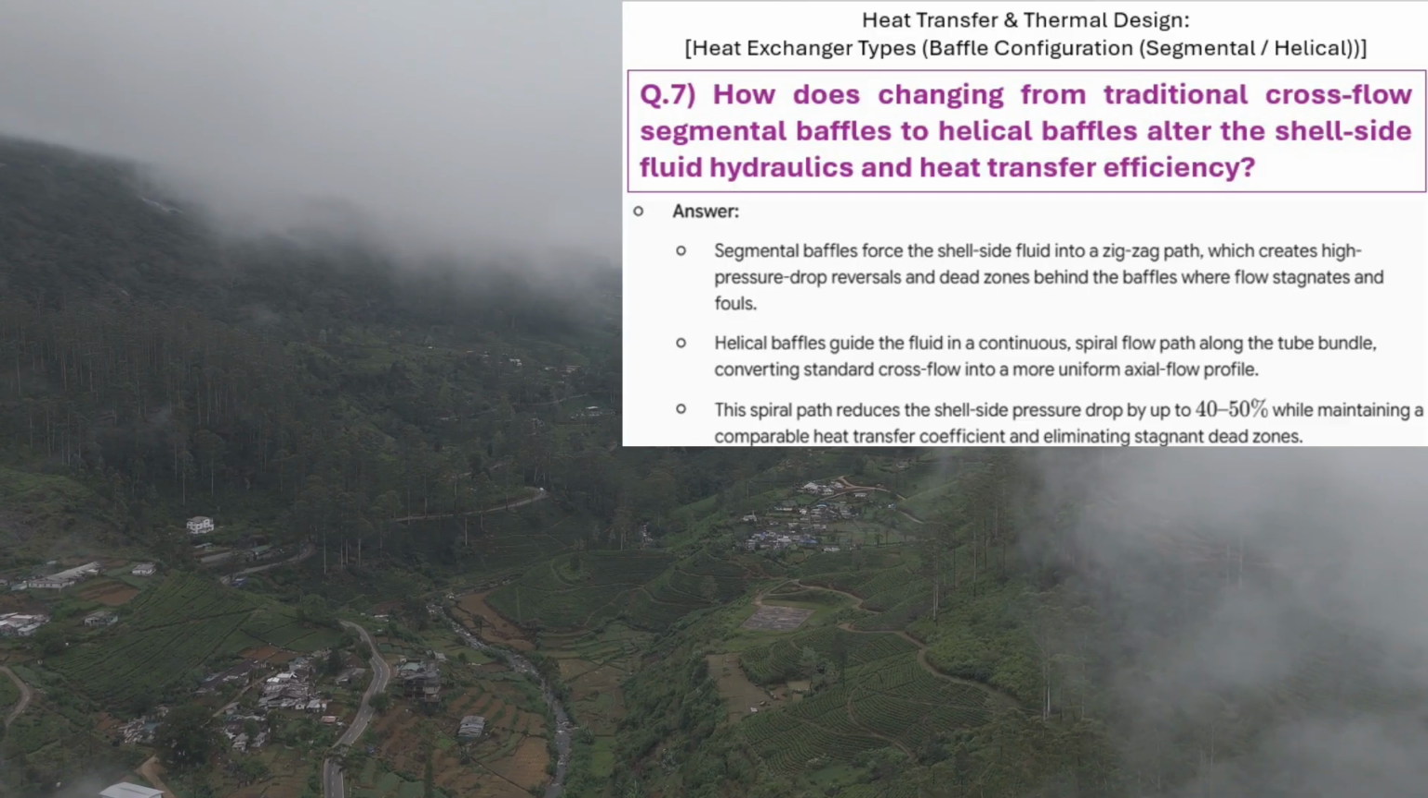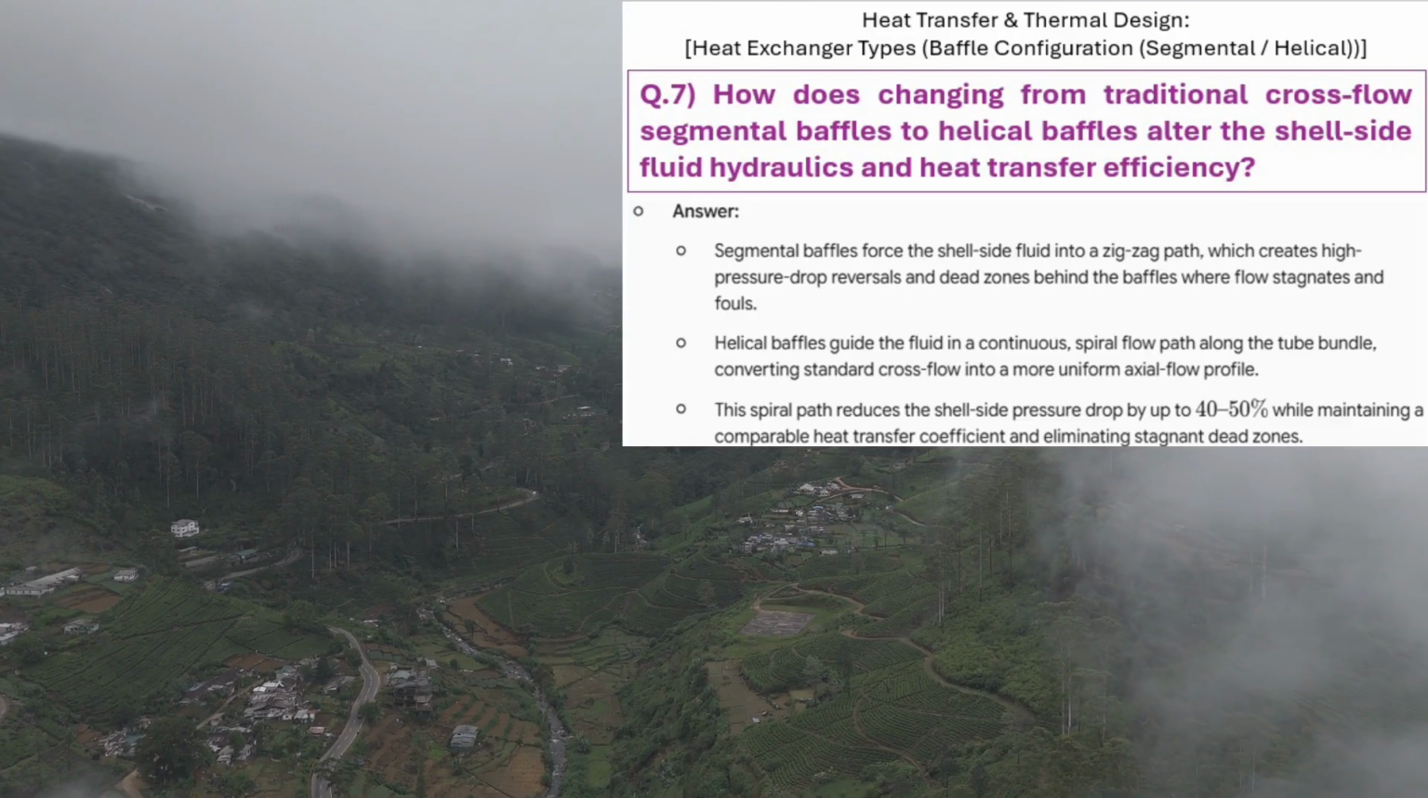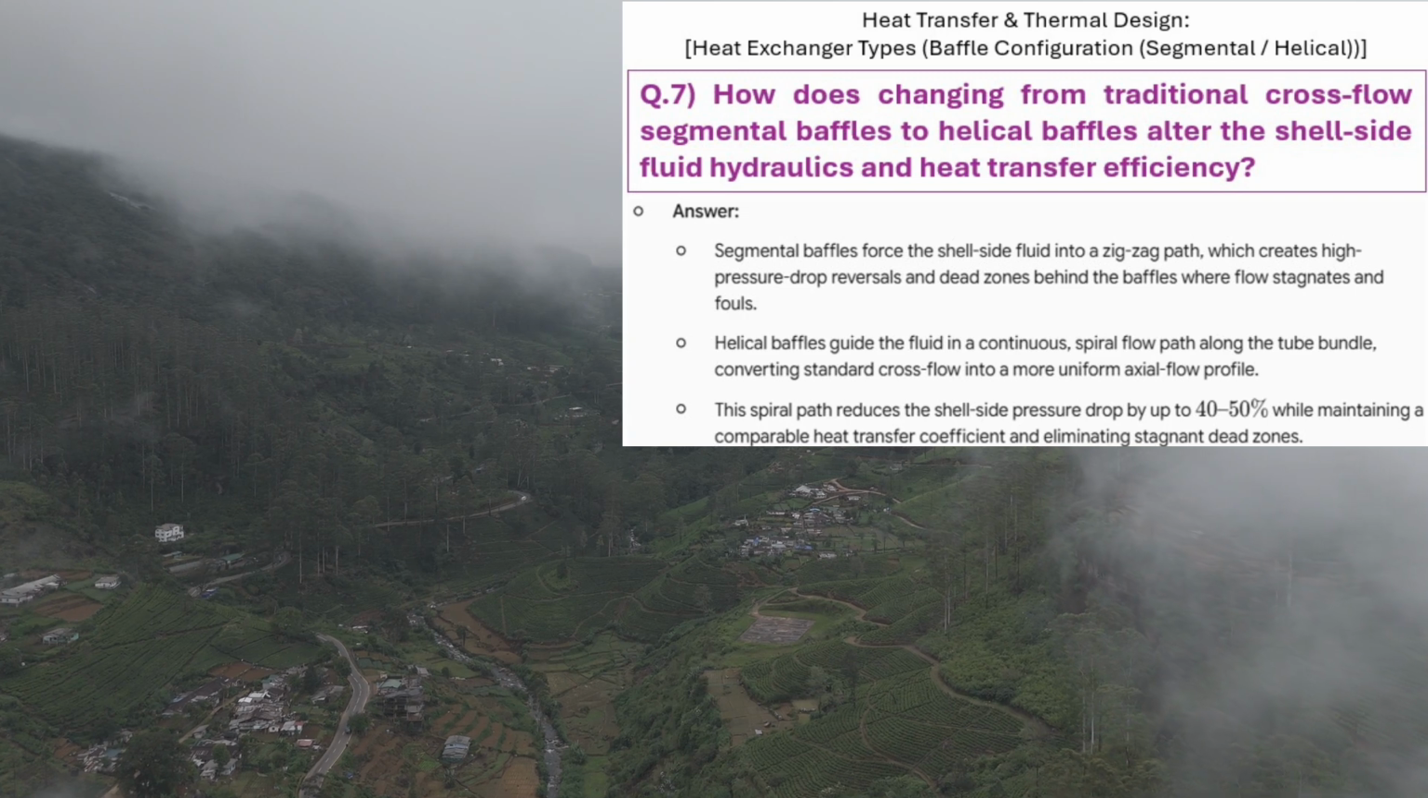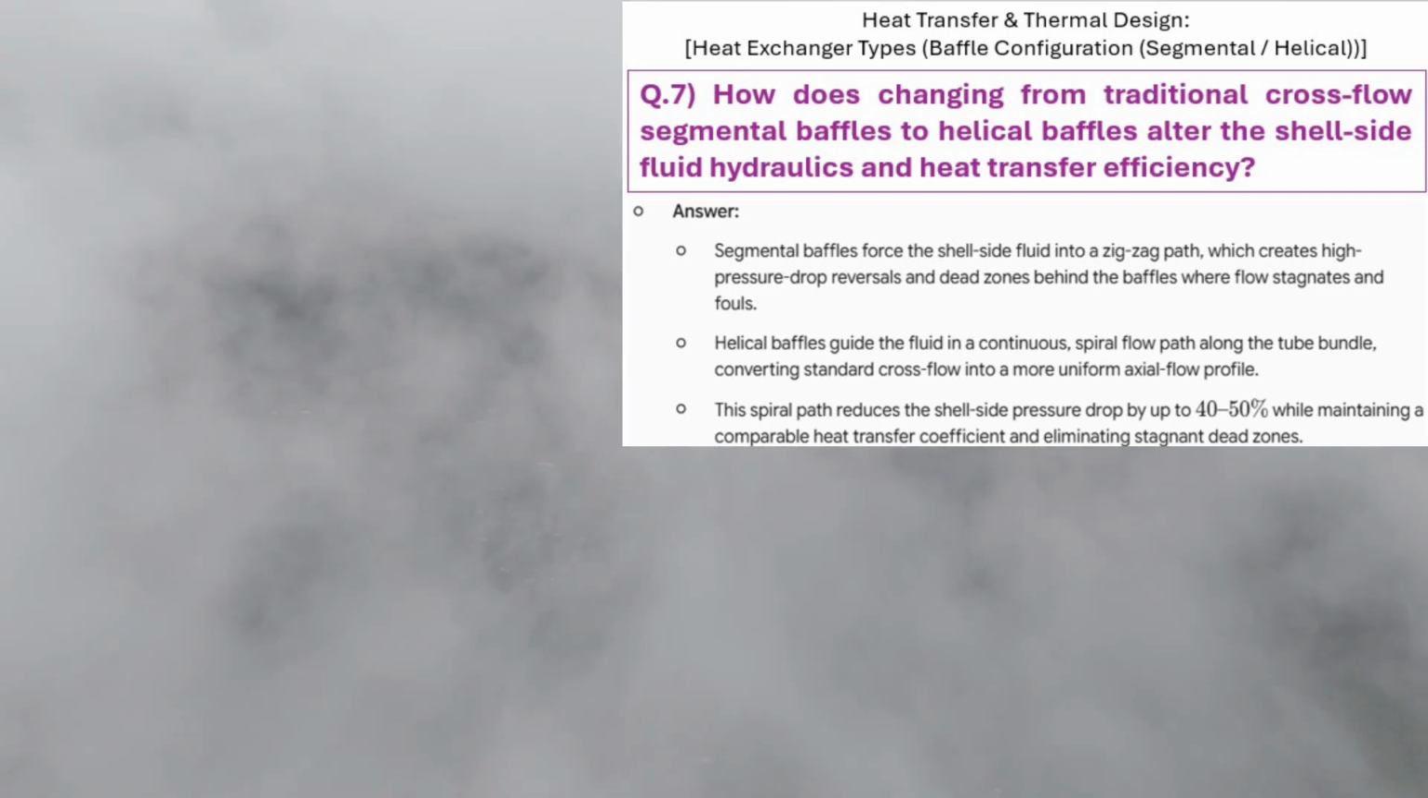Well, traditional segmental baffles are the default because they're cheap, but they inherently force the shell-side fluid into a brutal zigzag cross-flow path. Creating massive kinetic energy losses at the 180-degree turns. Exactly. And this sharp geometry creates hydraulic dead zones, areas of severe flow stagnation directly behind the baffle plates, leading to accelerated polymerization and localized fouling. So how do helical baffles fundamentally change this?